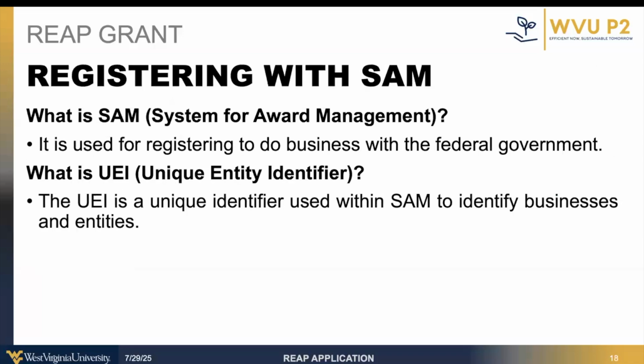Before you apply, you need to register your business at sam.gov. This is required for all federal funding. You'll receive a UEI, which is part of the registration.